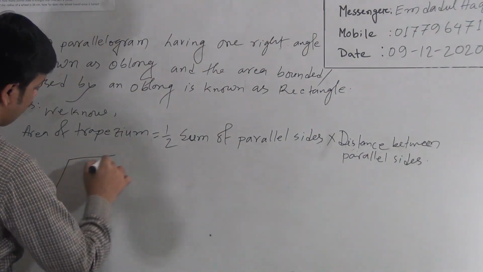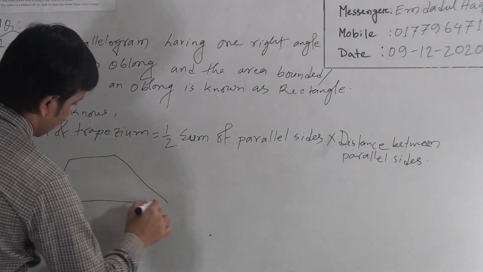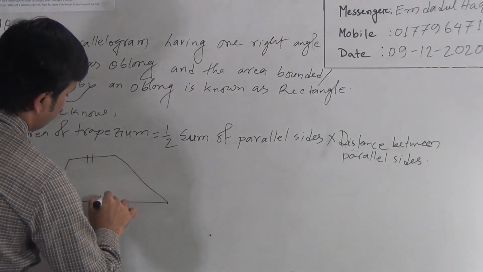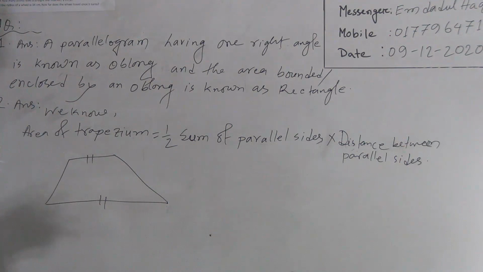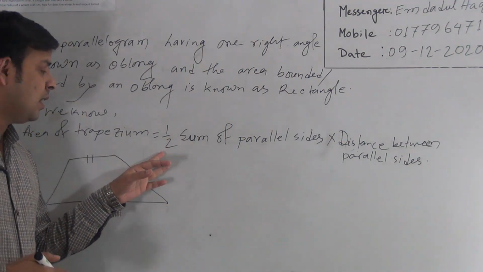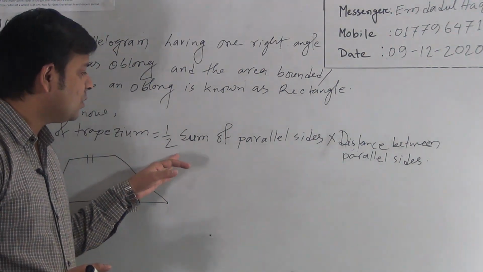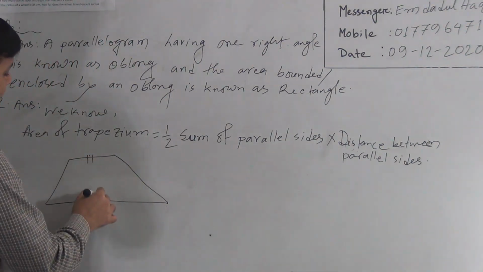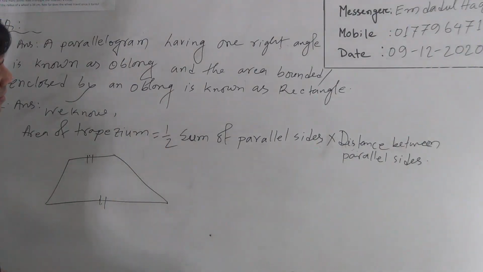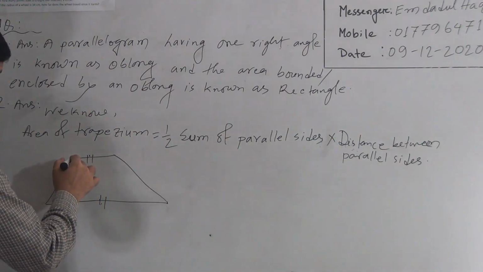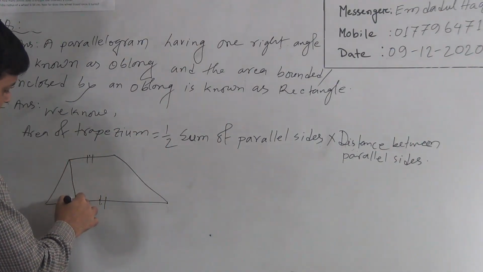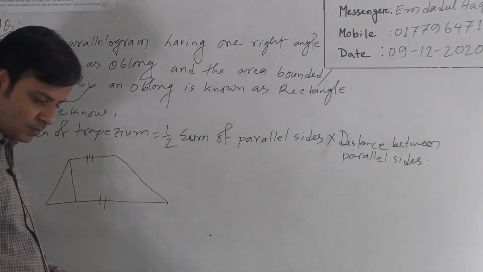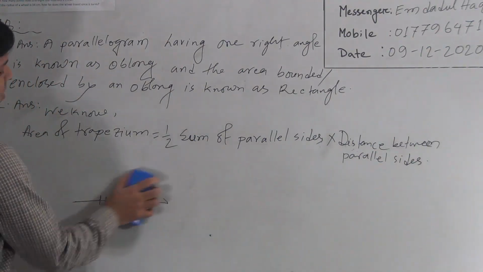If I draw a trapezium here, suppose this is a trapezium, these two sides are parallel, these two sides are parallel. So it means half into sum of parallel sides. Here sum of parallel sides means sum of the length of these two sides, and distance between parallel sides, so perpendicular distance between two sides. So this is the distance. This is the area of a trapezium.